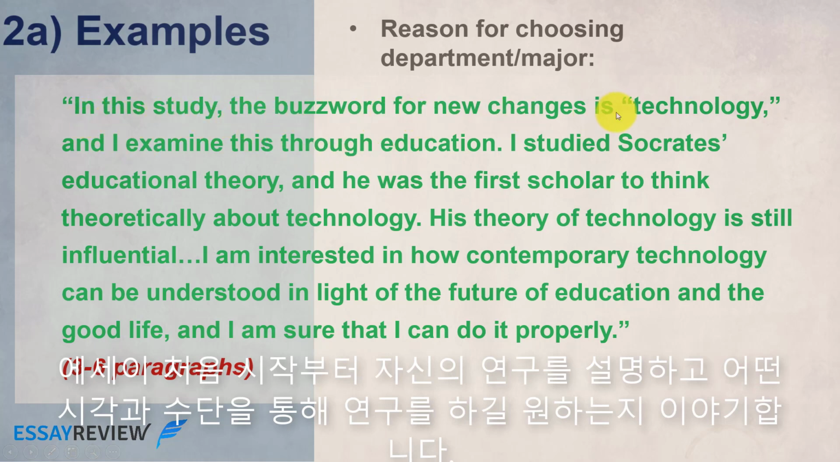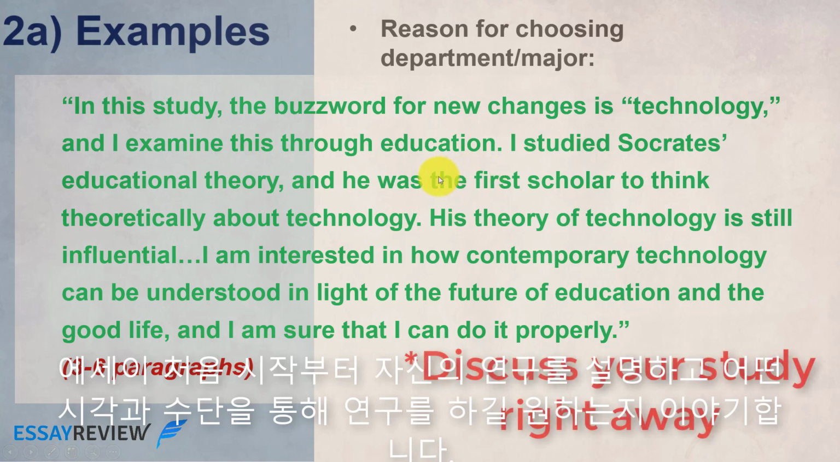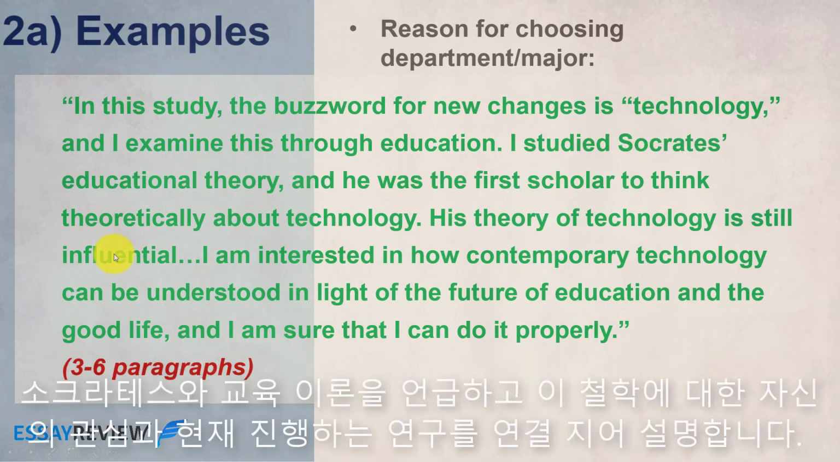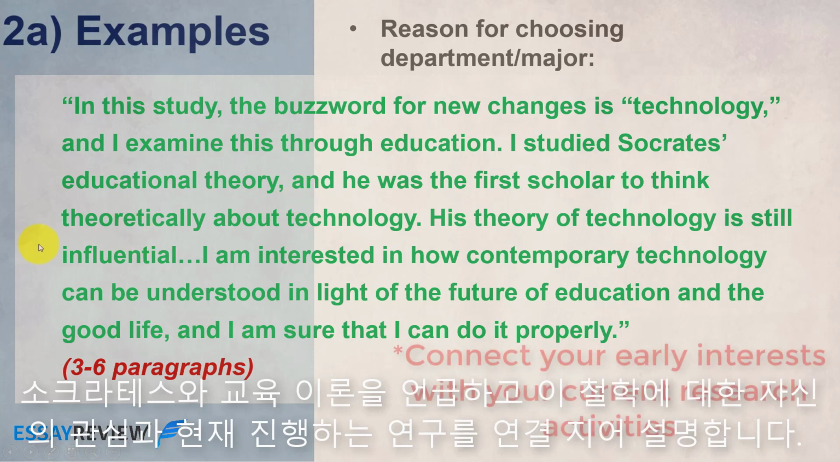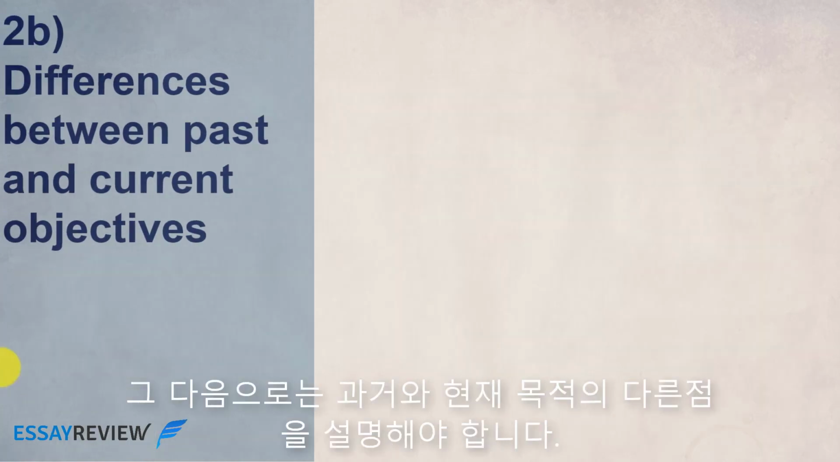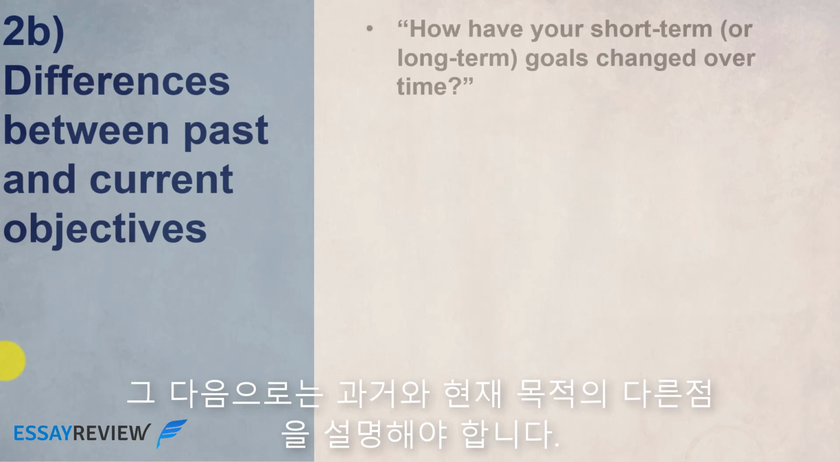The buzzword for new change is technology, and I examined this through education. So they've immediately started to talk about what their study is about and through which lens or means they want to accomplish this study. They mentioned Socrates, educational theory, and basically they tie together their initial interests in this philosophy with their current study. The second part of this section should include the differences between past and current research objectives.